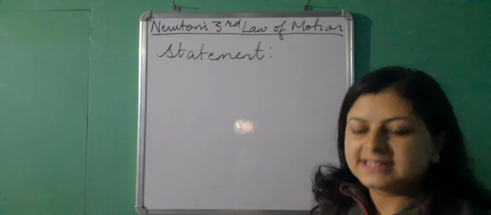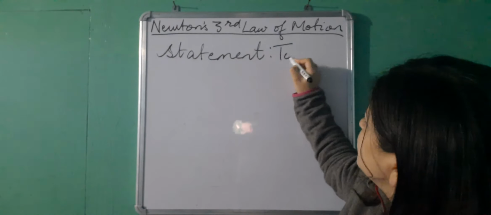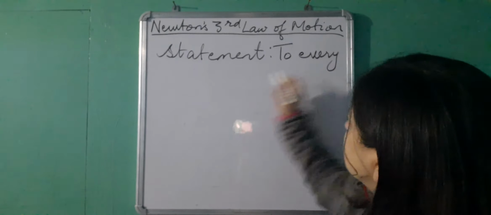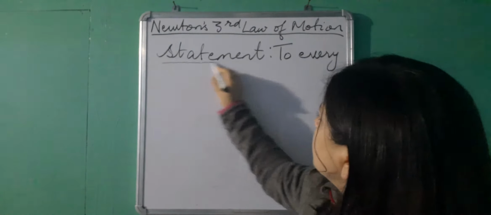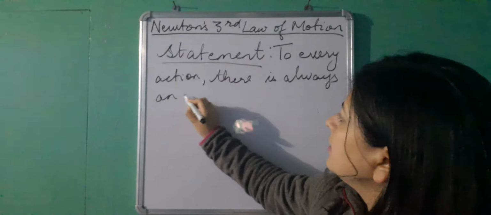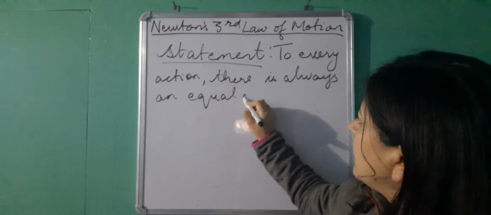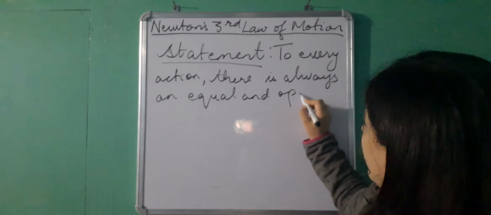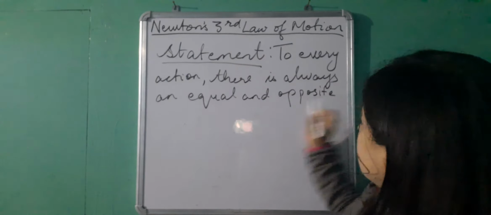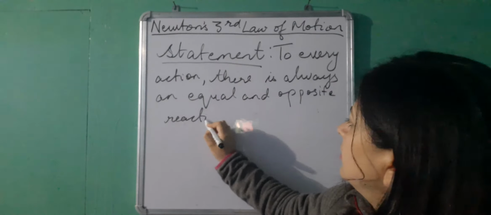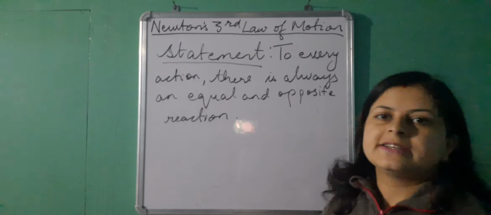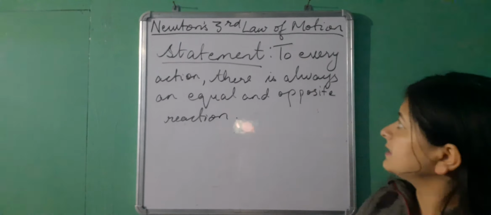Newton's third law of motion states that to every action there is always an equal and opposite reaction. So this is the statement. It states that to every action there is always an equal and opposite reaction.